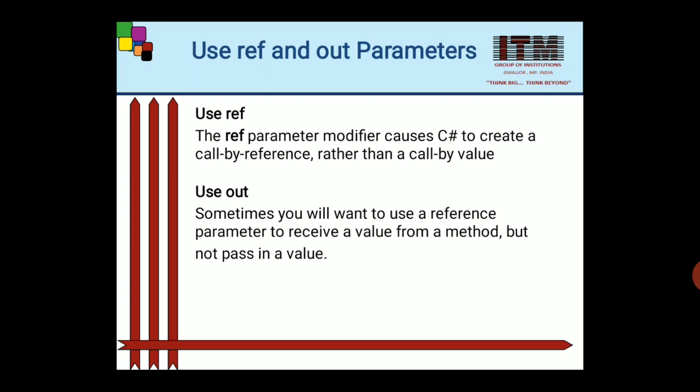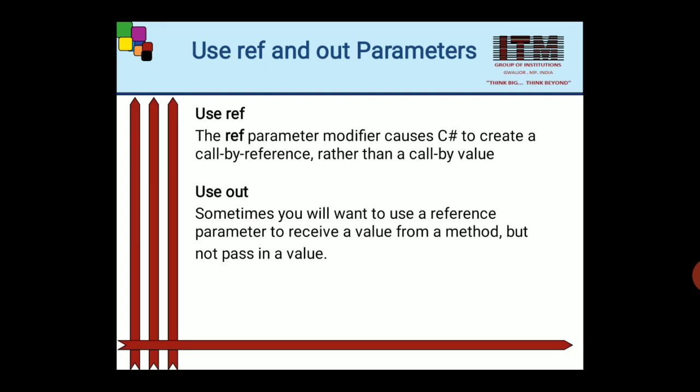Since value types are passed by value, it is not possible to write a method that swaps the value of two ints, for example, using C#'s default call by value parameter passing mechanism. So the ref modifier solves this type of problem.